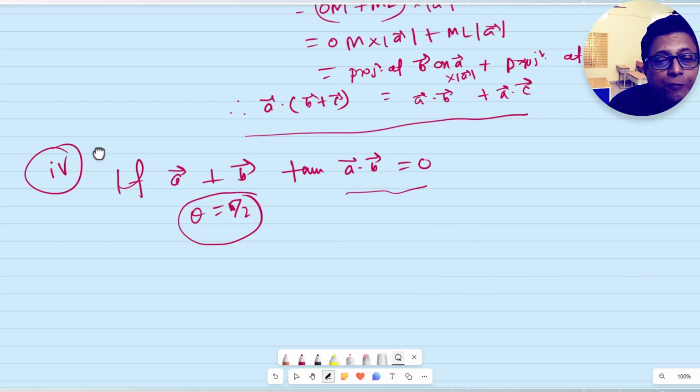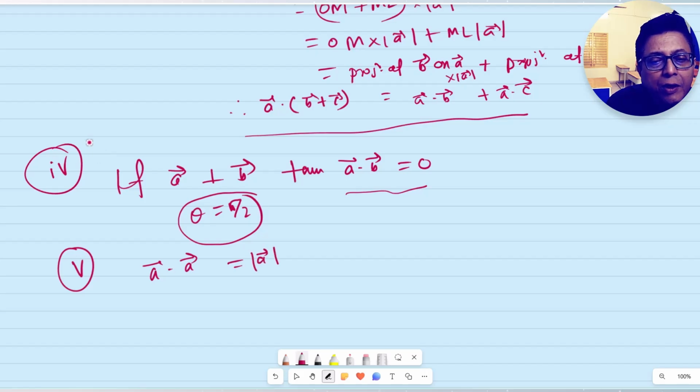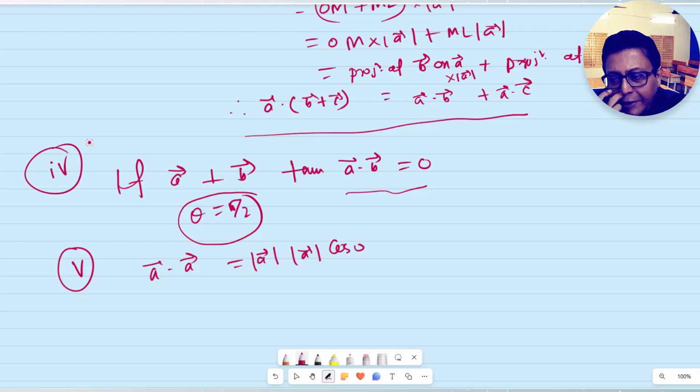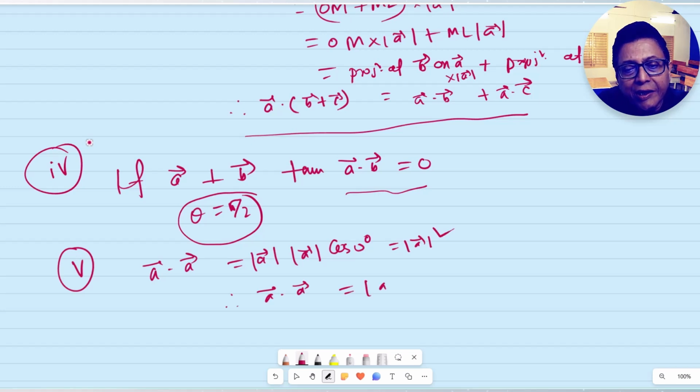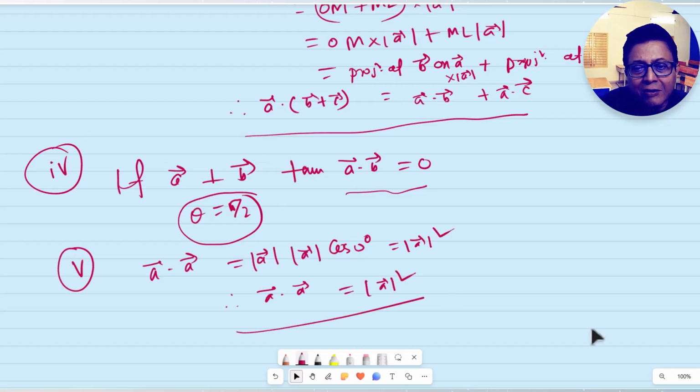Now, suppose you have to find A dot A. What is the result? It will be mod A, cosine of the angle between them is 0 degree. It will be mod A square. So A dot A will be mod A square. Clear?